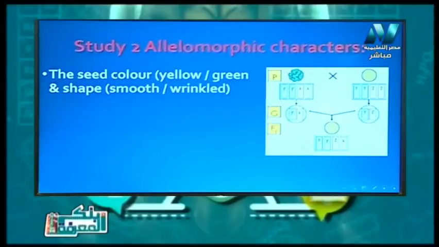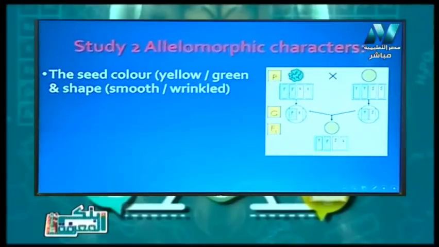As you see here in this picture, we put the parents. We represent the homologous chromosomes. One carries capital Y for yellow. Of course, as we said, we chose the first letter of the dominant character. Capital Y for yellow, small y for green. Capital S for smooth, and small s for wrinkled.